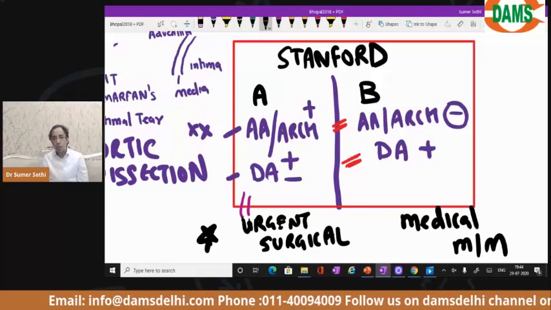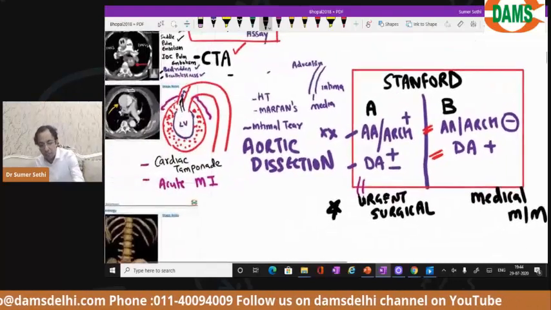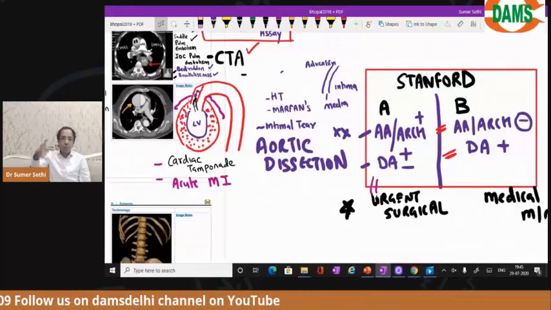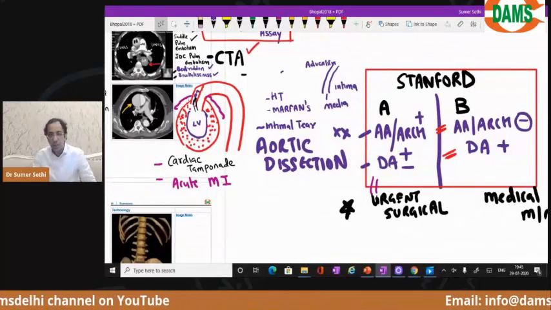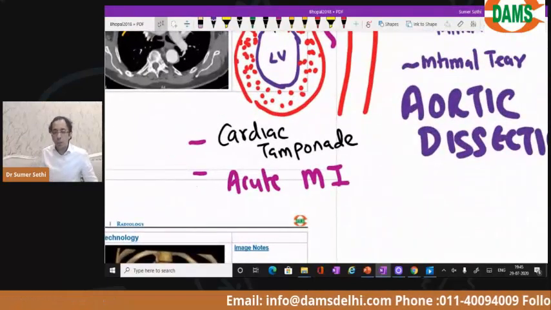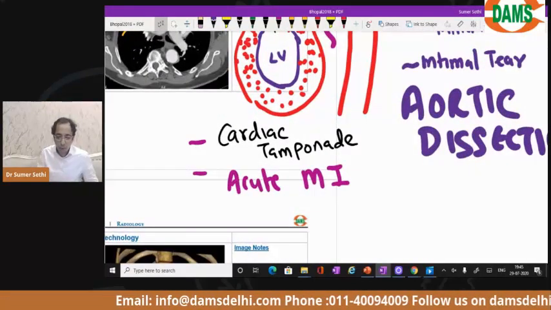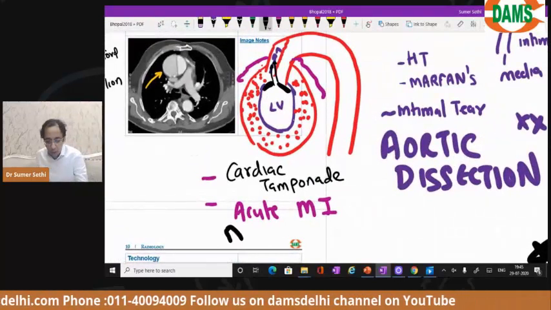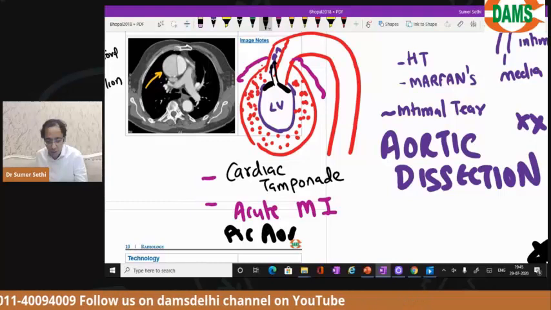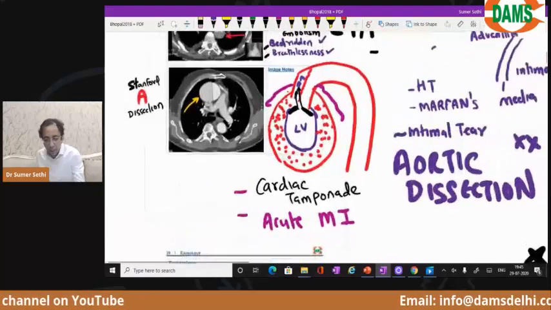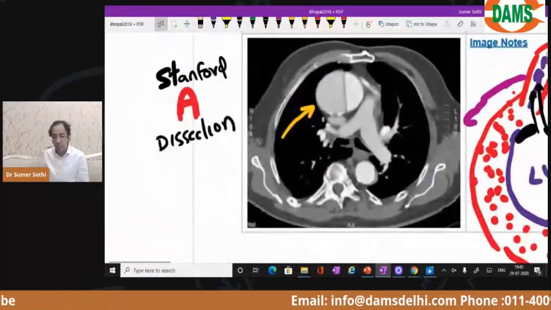Are you clear with this or not? The Stanford type A is the one where we need urgent surgical management because of the cardiac complications. You may develop MI, you may develop acute MI. And if the aortic valve is involved, you can develop acute aortic insufficiency also. The valvular insufficiency can also develop. So the cardiac complications are more in Stanford type A dissection.